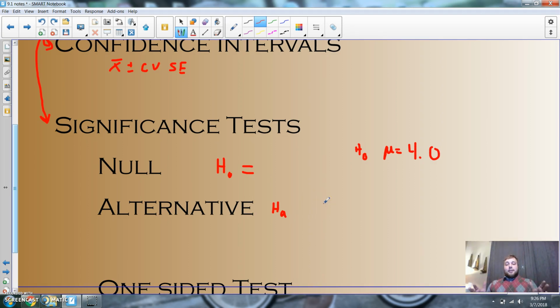Basically, I have to decide, okay, there's a couple options here. Do I think they have higher than a 4.0? Is that what I'm questioning? Or do I think they have lower than a 4.0? Right? So, in my case, my alternate hypothesis might be, I think you're lying to me. I think your average GPA is actually lower than 4.0. Okay? And there we go, right? That would be your alternate. I could do greater than or less than. Okay?